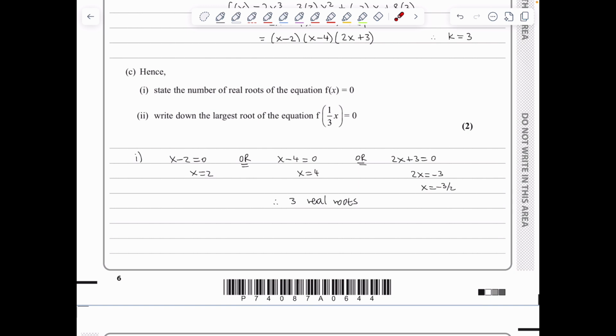But I will need the actual roots to answer the second part here, which says write down the largest root of the equation f of a third x is 0. Now we're looking at the transformation. The third x here simply means we need to multiply x by 3. So the largest root was x is 4. If I multiply 4 by 3, I get an answer of 12. So the largest root to the equation is x is equal to 12.